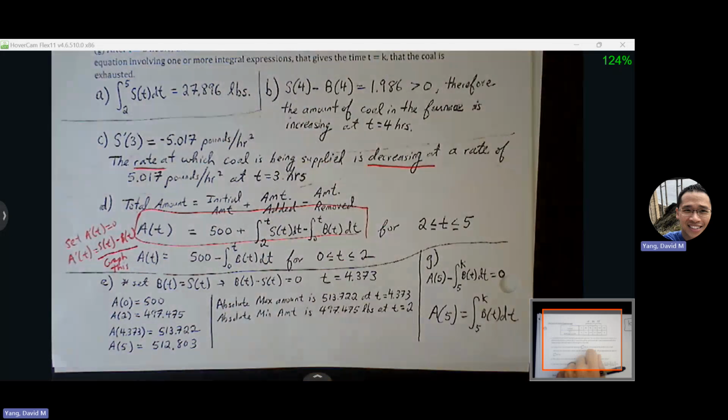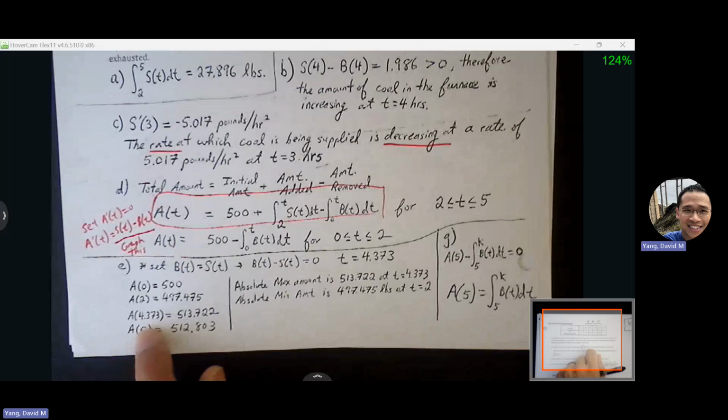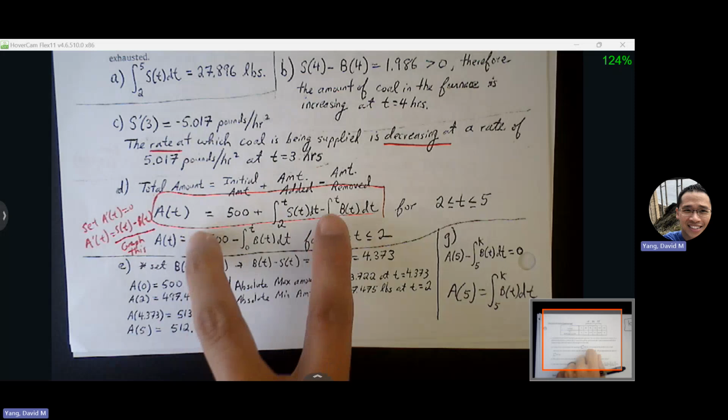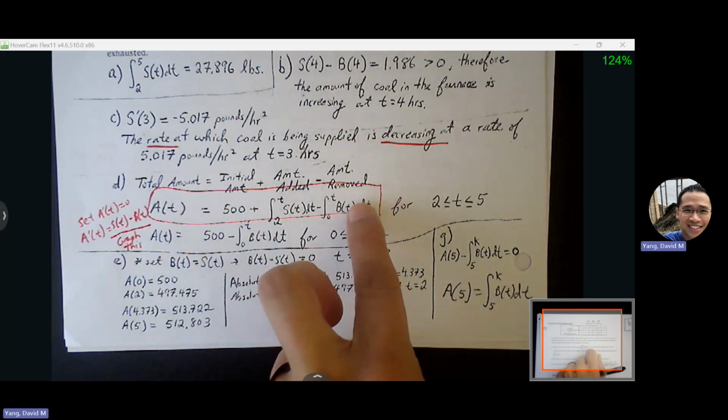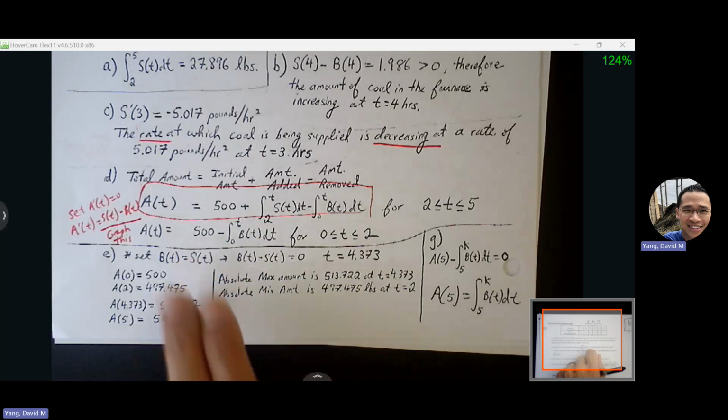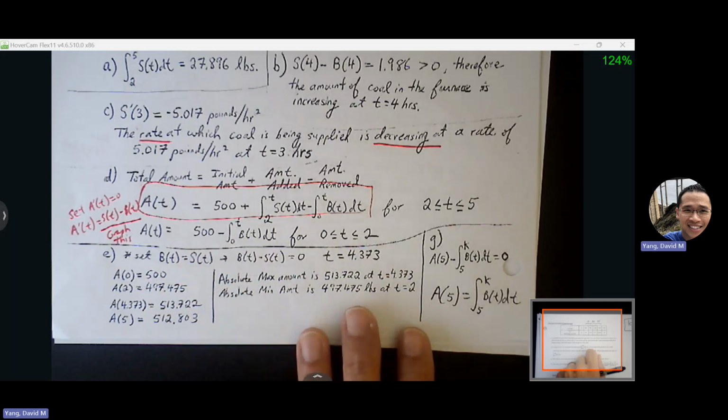So I need to consider 4.3 hours, 2 hours, 0, and 5, and I inserted them all into the A of t equation to see the amount of coal at those points in time. Then I found all those amounts of coal and compared them. Highest is the absolute max, lowest the absolute min.